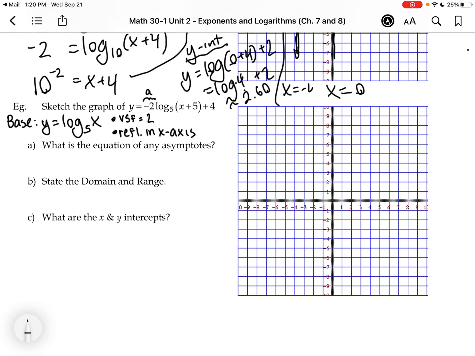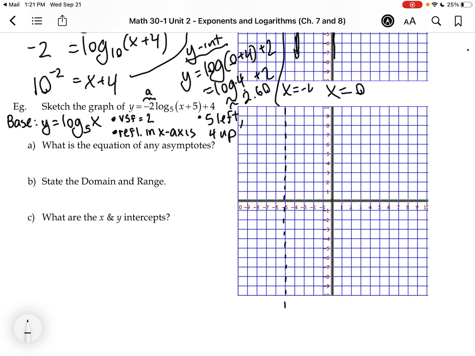Okay, and then we also have some translations. So it looks like the h value is -5. So we're moving 5 left, and k is 4, so 4 up. Okay, now when I'm graphing these, I always try to keep in mind where the vertical asymptote is going to move to. So the vertical asymptote is always your h value. It's the number of units you're moving left or right. So I'm actually going to put that in.